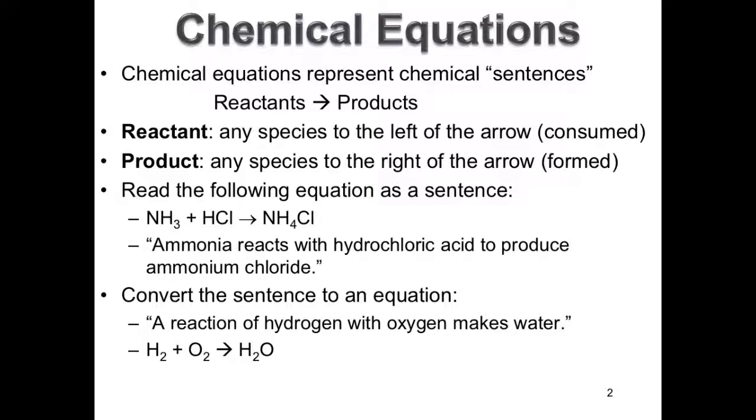So there are two ways of looking at this. First of all, we can read the following equation as a sentence. Ammonia reacts with hydrochloric acid to produce ammonium chloride. Or we can do the opposite. We can take a sentence and convert it to an equation. A reaction of hydrogen with oxygen makes water.